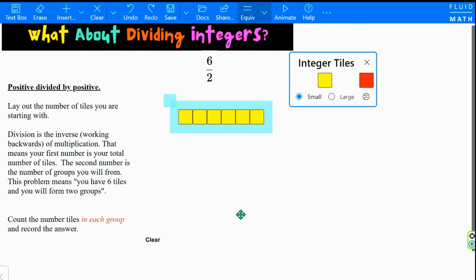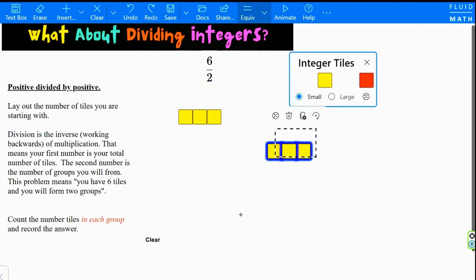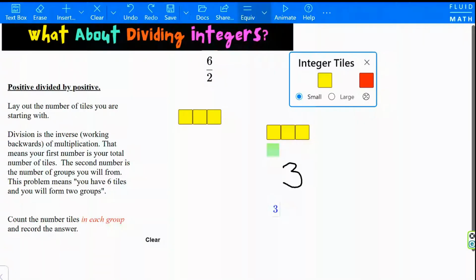And I would like to move them into 2 different groups. So I'm going to select 3 of them and move them into 2 different groups. Notice that each of the groups now is equivalent to my original expression on the page. And that's because each group has 3. And if we work backwards, 2 groups of 3 does equal 6.